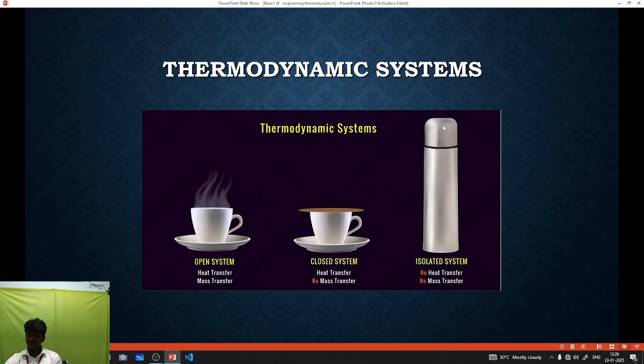Then the third one is the thermoflask. This is an isolated system. The flask cap is closed, so no mass transfer, no heat transfer. It will take some time to reduce its temperature.